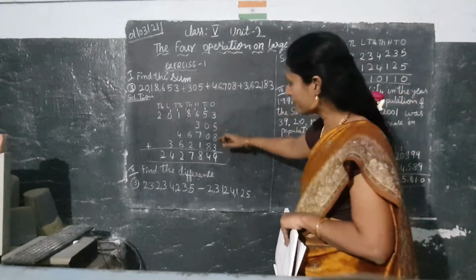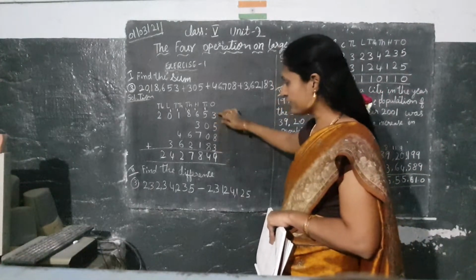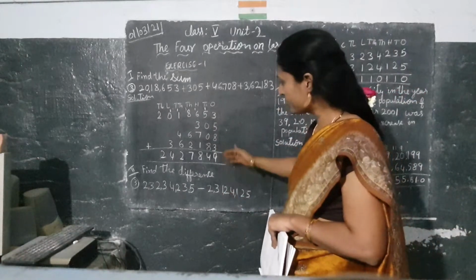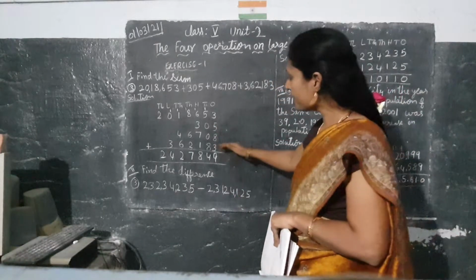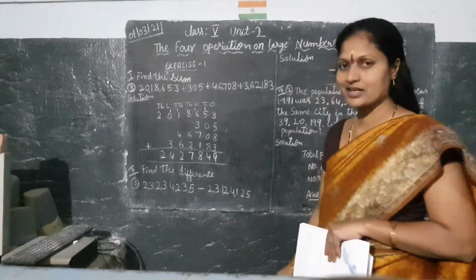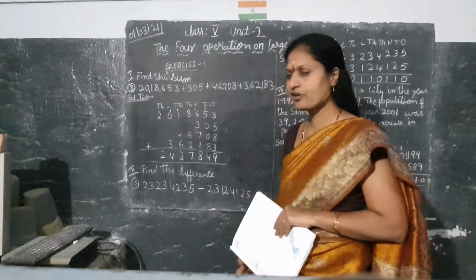In the ones row, what numbers are there? 3, 5, 8, 3 are there. We have to add, children. Which is the big number that you have to take? 8 is the big number, then you add it. This 8 plus 3, 11 you will get. 11 plus 5, 16 you will get. 16 plus 3, 19 you will get. No, children? 1 you have to take as carry, and 9 you have to write, children.